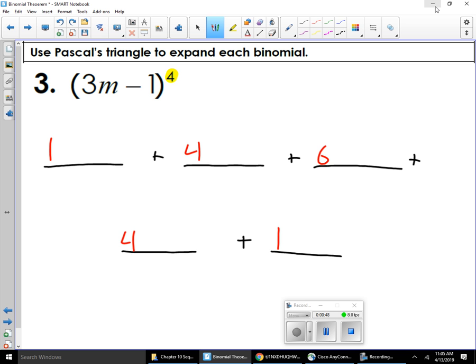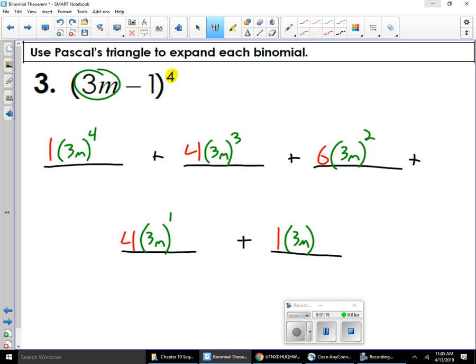All right. So notice that this one now has a coefficient for the first term. We've got a 3 with that m. So we'll be taking 3m, the whole term, to the 4th power, and that will decrease by 1. 3m cubed, 3m squared, 3m to the first, and then 3m to the 0.